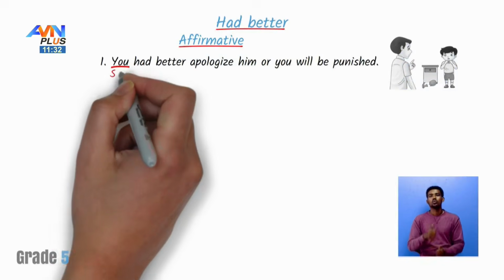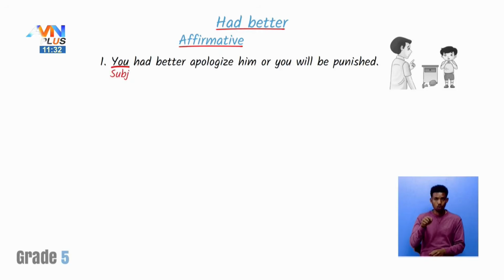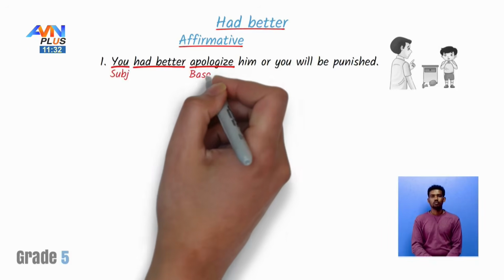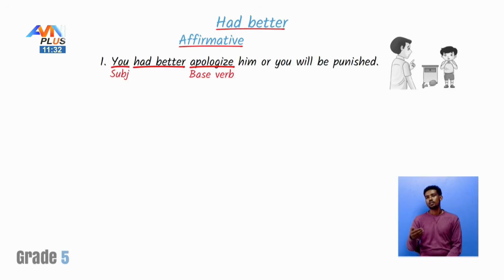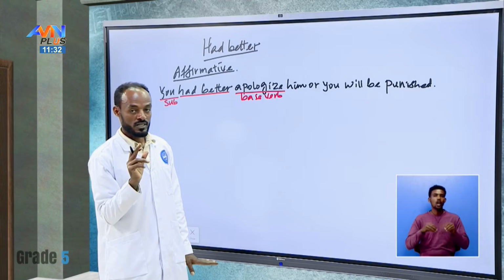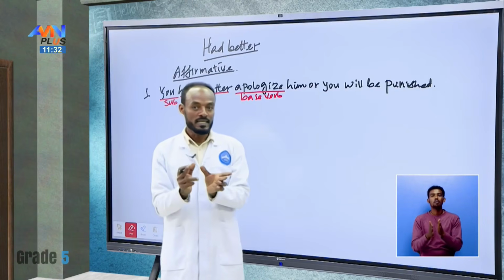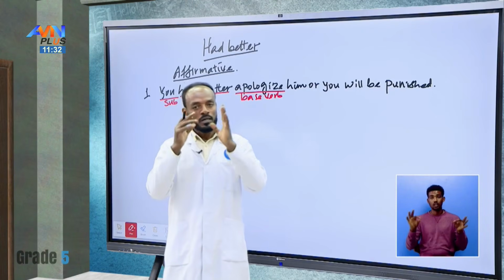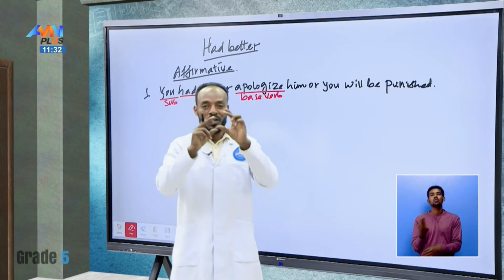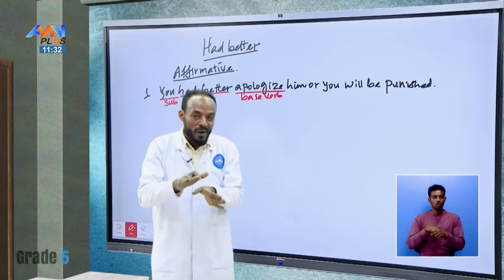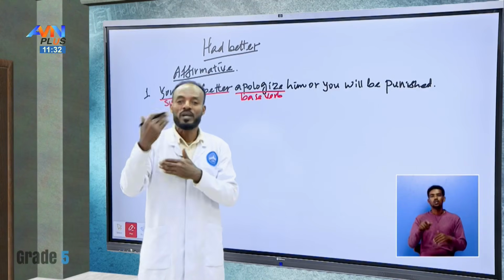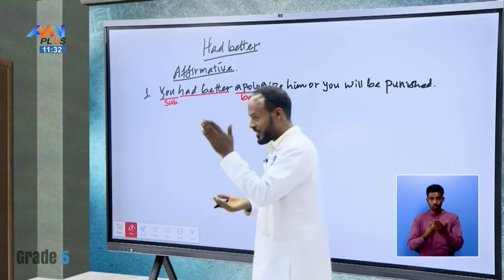Which one is the subject? You. You is the subject. Had better, yeah? This one is what? Base verb. This one is just the receiver of the action. Is it clear? Or it can be said the complement. Complement means the sentence or something which we use to complete our ideas, to minimize the question which can be raised. Is it clear? Bravo.